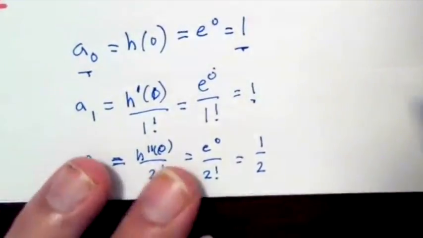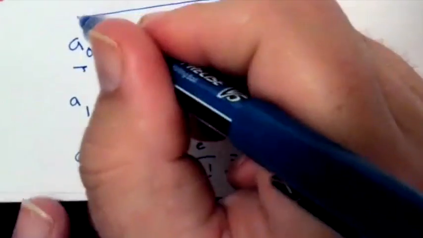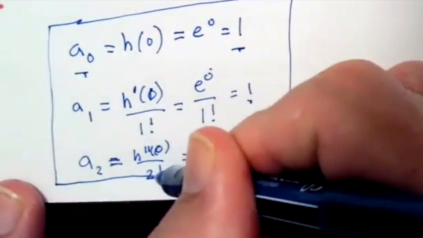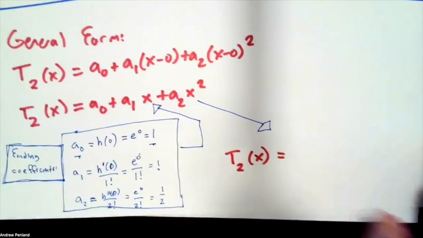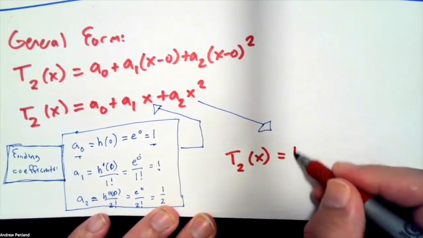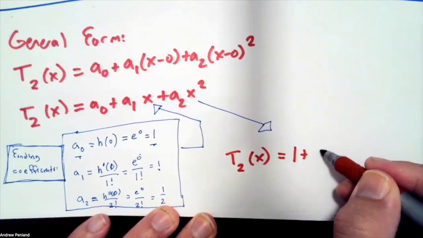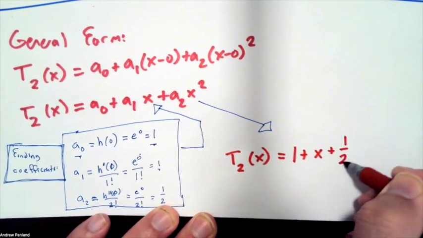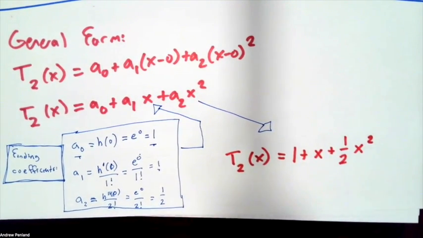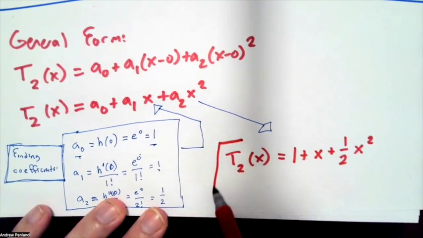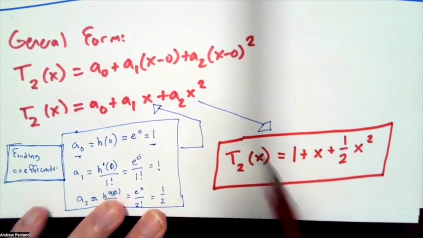So these are the coefficients that we need. We found our a sub 0, a sub 1, and a sub 2 values. Now we just need to plug these things in. So we get T sub 2 of x is equal to 1 plus x plus 1/2 x squared, and that would be our second degree Taylor polynomial approximation to e to the x at x equals 0.